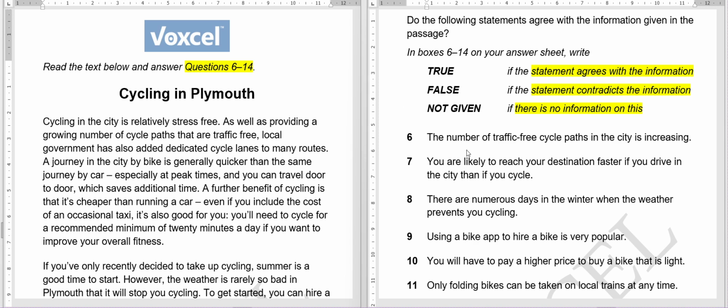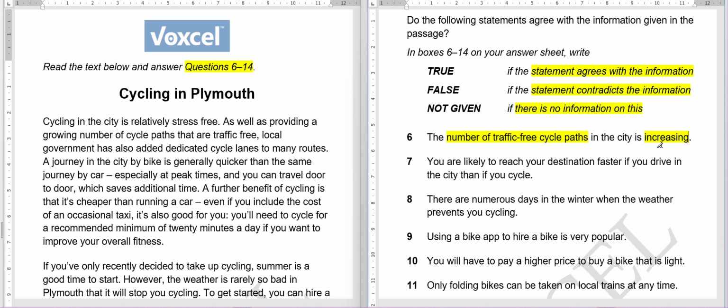Sixth question. The number of traffic free cycle paths in the city is increasing. So the answer will be true when the number of these in the city is increasing. The answer will be false in two cases: either when the number is decreasing or when the number remains the same. So if the number is decreasing, we will say false, or if the number is the same, like it was 20 and today is still 20, so it is neither increasing nor decreasing.